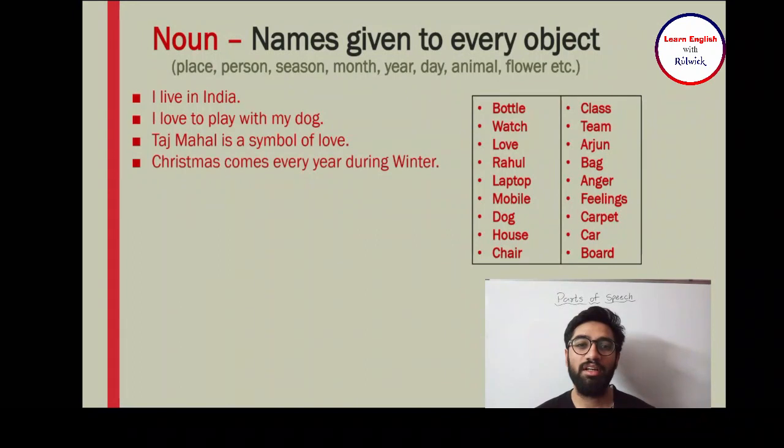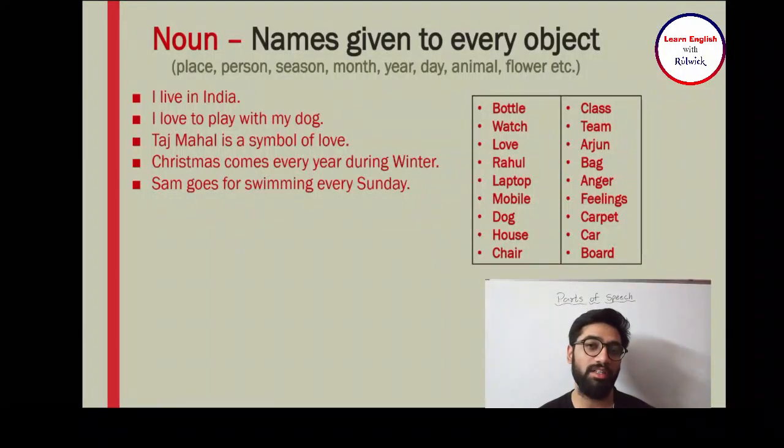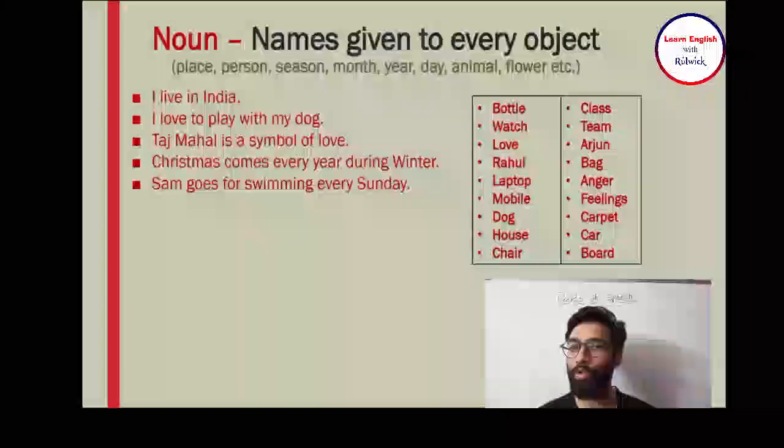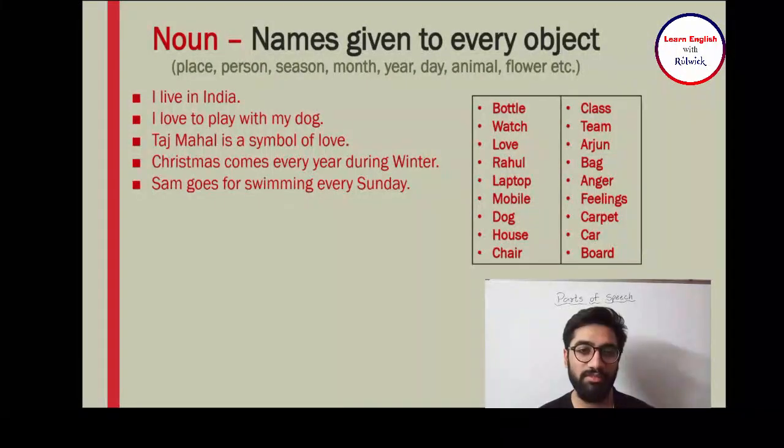The fourth sentence is: Christmas comes every year during winter. And the fifth: Sam goes for swimming every Sunday. There are 2 nouns present in this sentence. Okay, I hope you are ready. So let's verify your answers.